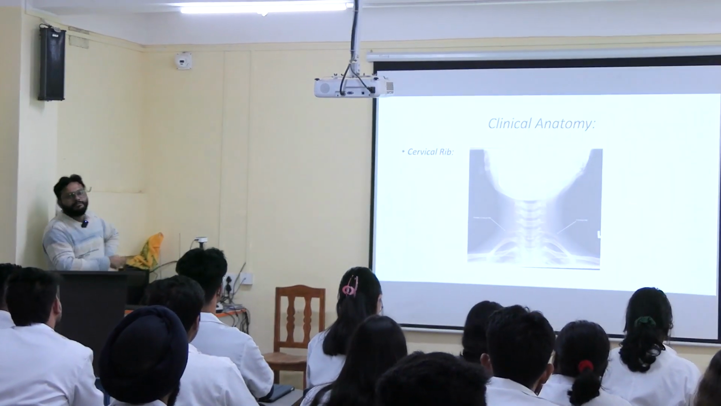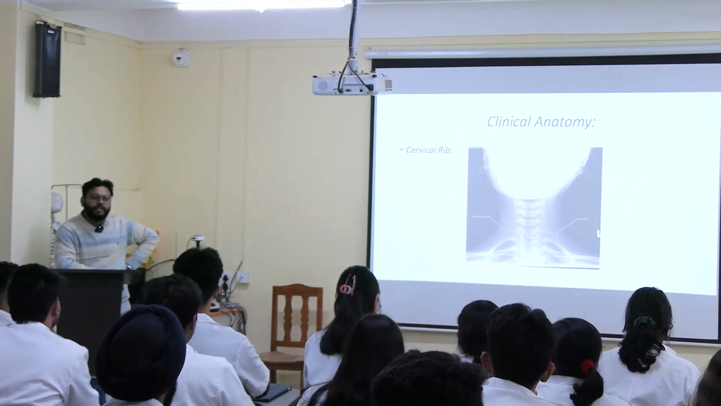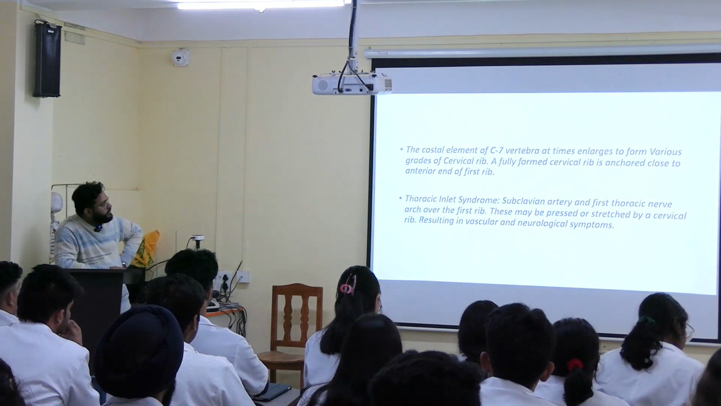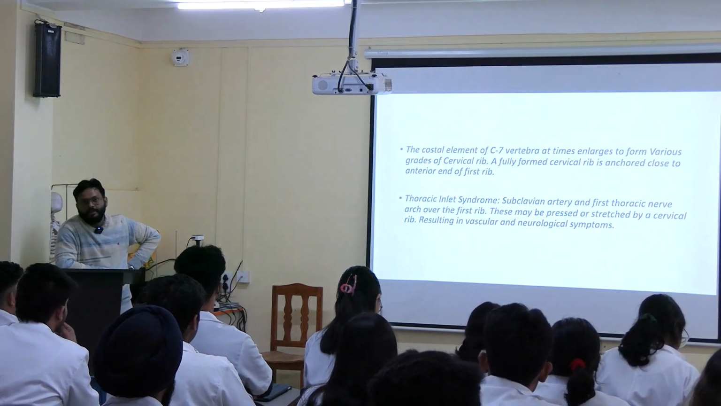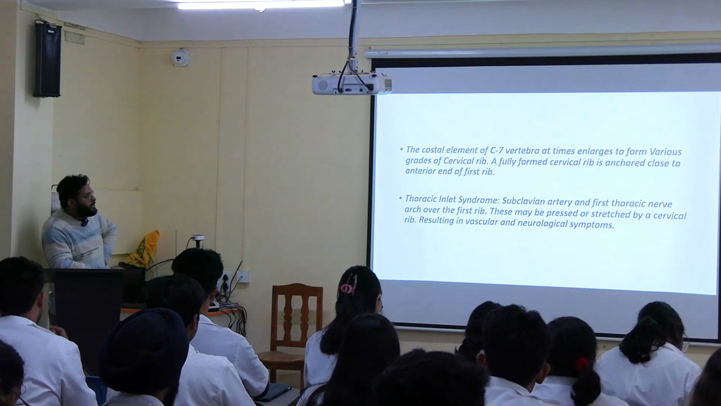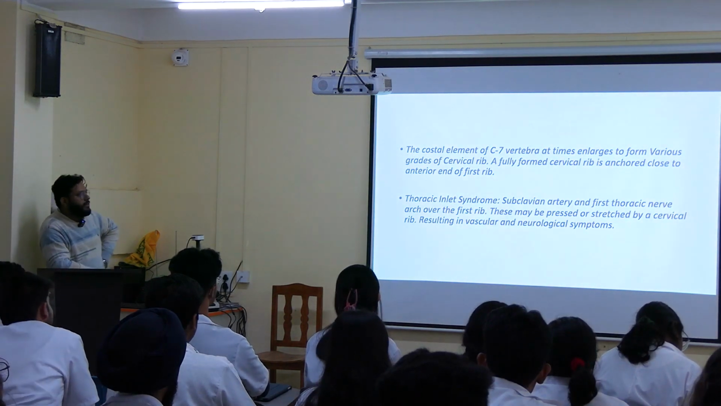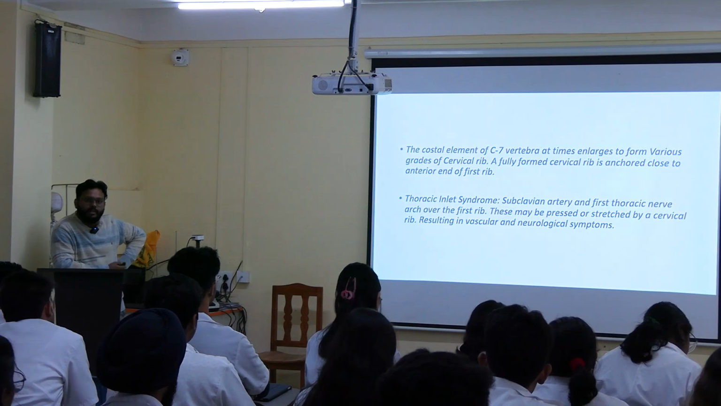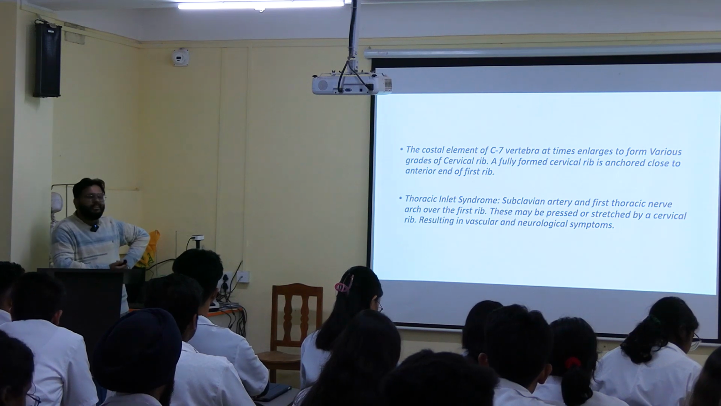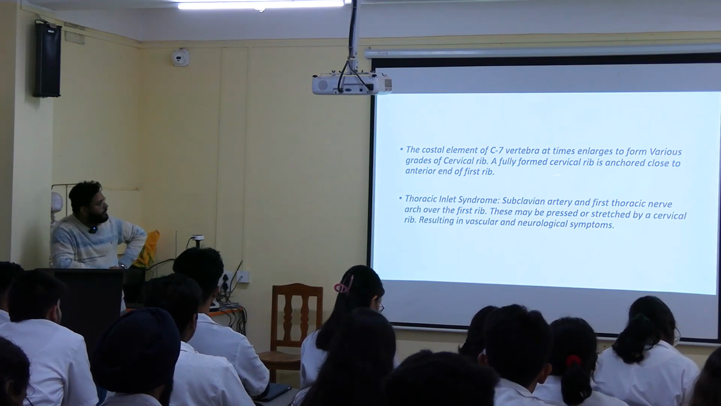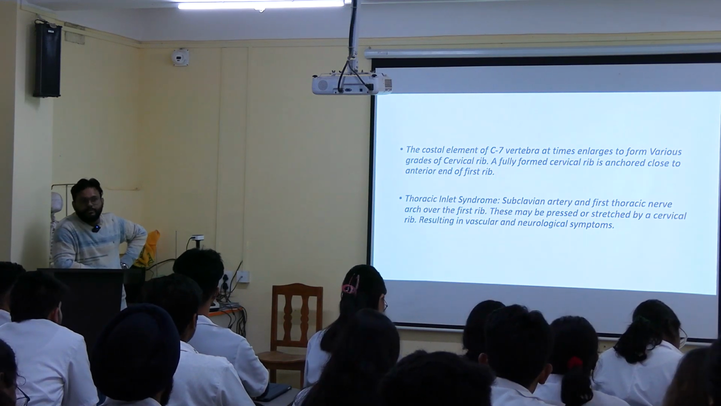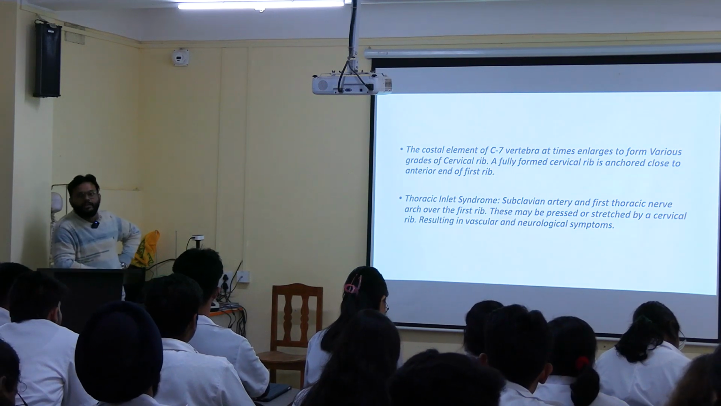Cervical rib, this one is extension of 7th cervical costal element of C7 vertebra. C7 मतलब 7th cervical vertebra, resulting in there can be stretching of, यहाँ देखो ना, first thoracic nerve or even the brachial plexus as well. Then subclavian artery, resulting in symptoms like वो neurological and vascular symptoms.